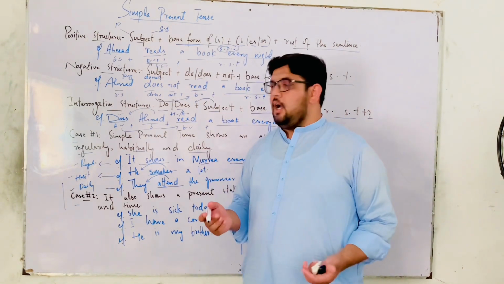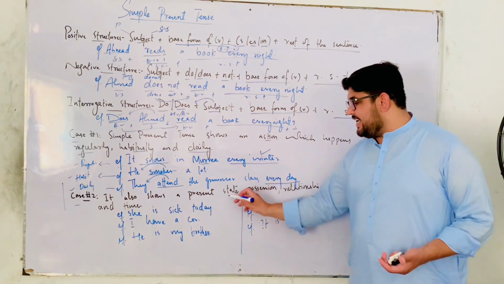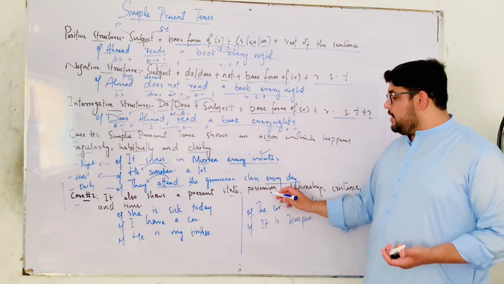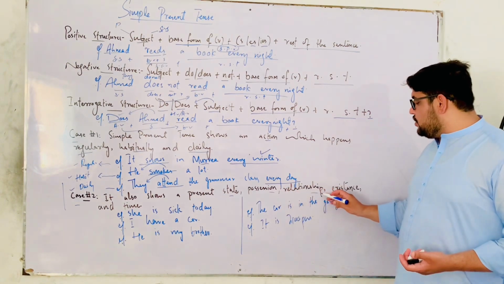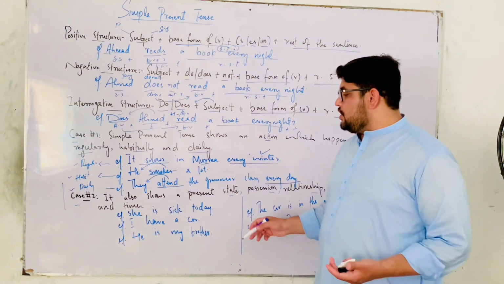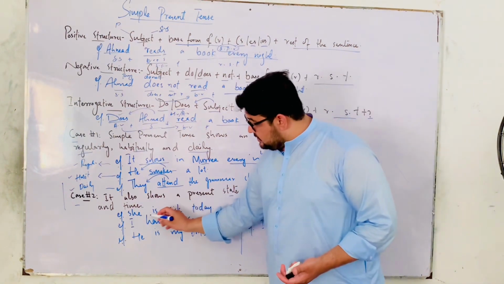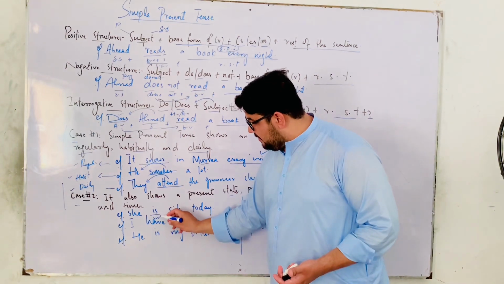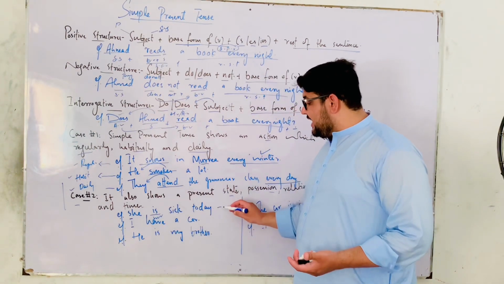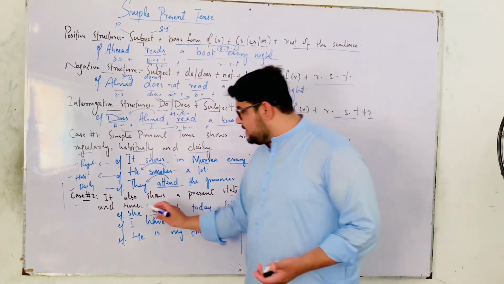Next is case 2. It also shows a present state, the next usage. Present position, relationship, existence and time in a sentence. Like, she is sick today. So simple present tense in this sentence is used as main verb and it shows someone's current state, that is the present state.